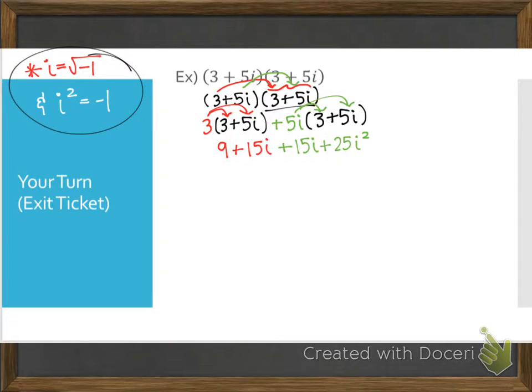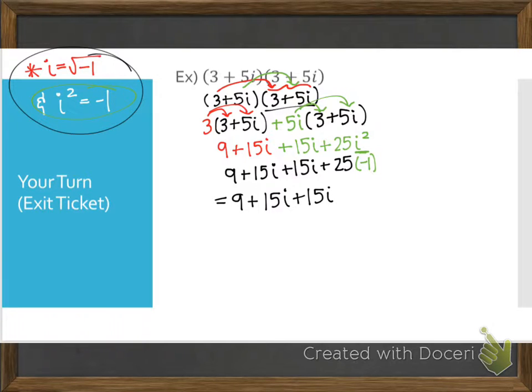Okay, so one thing we want to keep in mind here. Let's leave it how it is. So we've got 9 plus 15i plus 15i plus 25i squared. Now remember, this i squared is equal to -1, right? This is what we said before. So I'm going to replace this i squared with -1. So what do we have? We have 9 plus 15i plus 15i plus 25 times -1, which is -25.